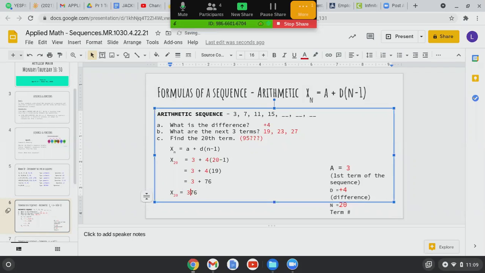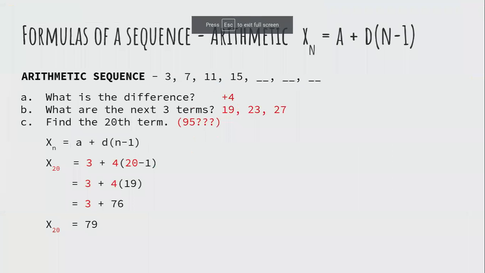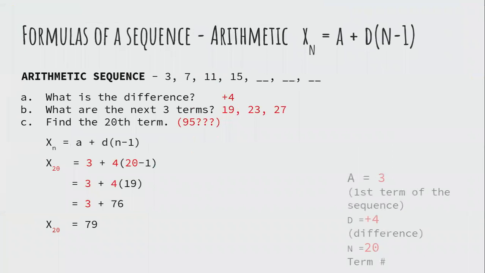So the answer should have been 79. So the 20th term is 79. So my question is, when you look back at the problem, what happened? Did you remember your order of operations? All right. So yeah, you may see now what happened.